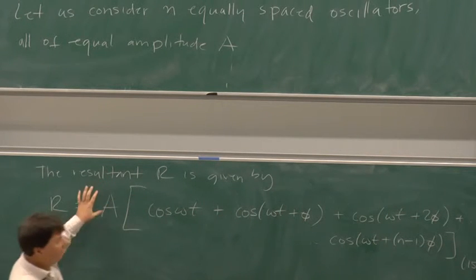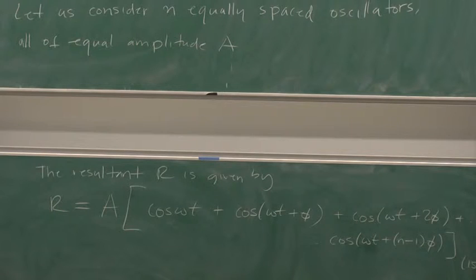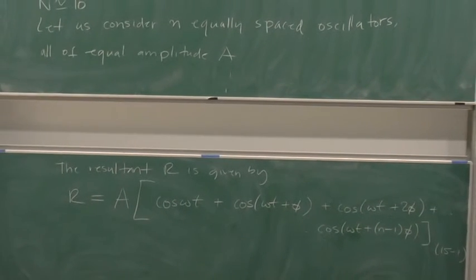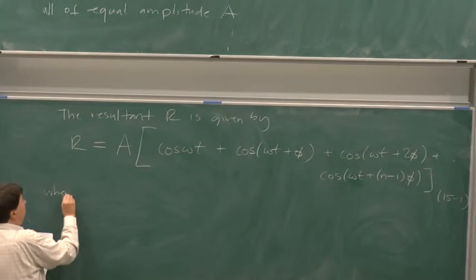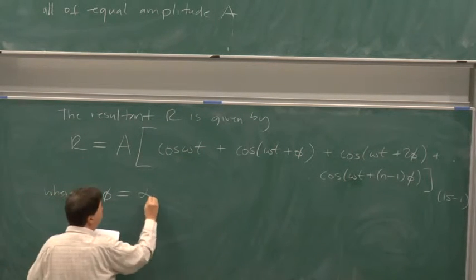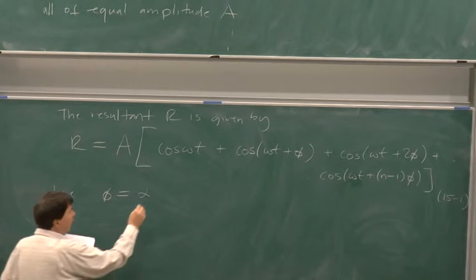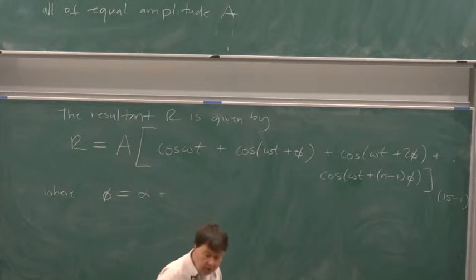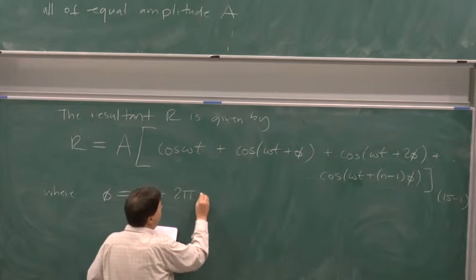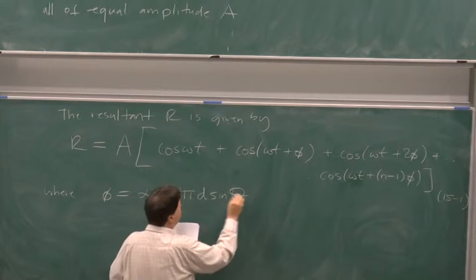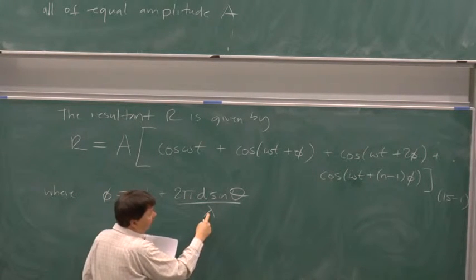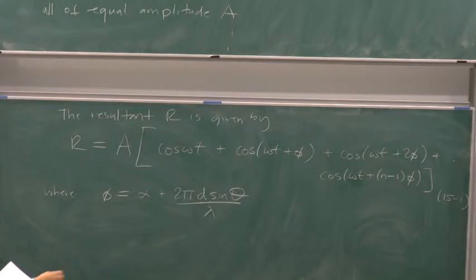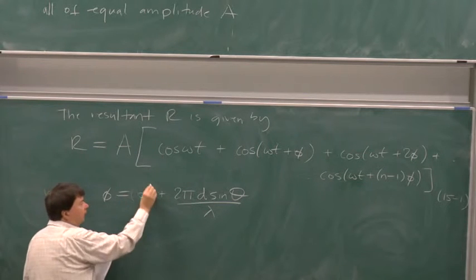So basically, this is the maths problem: we add up a series of cosines, each of which has a constant phase shift with respect to each other. So that's all that we're doing. And again, let's be explicit, where phi is equal to alpha, which can be some arbitrary phase angle, due to the oscillators being driven deliberately with some phase shift relative to each other, plus this 2 pi d sine theta over lambda. As I mentioned, the 2 pi over lambda is the k, and the d sine theta is the extra distance travelled. And normally, we'll take the case that alpha is naught.